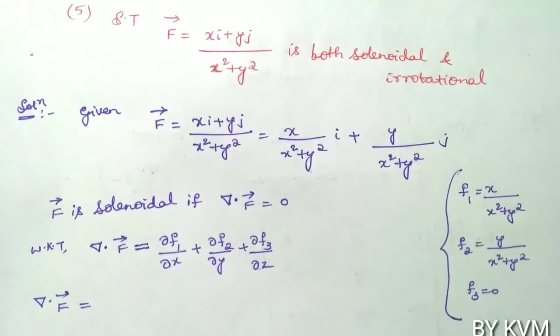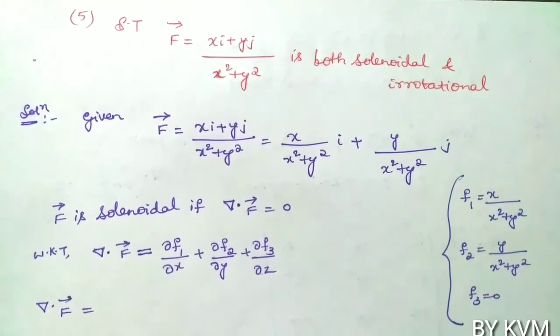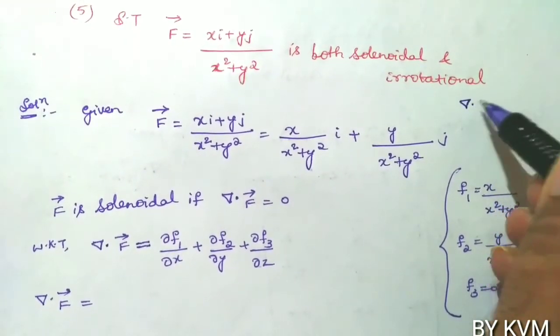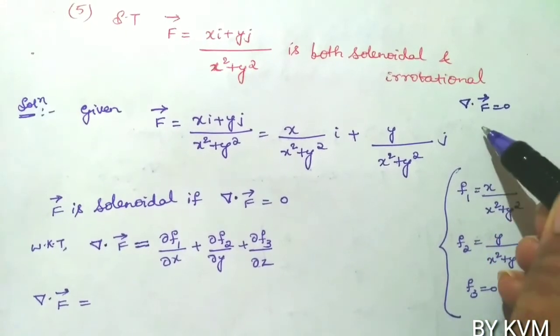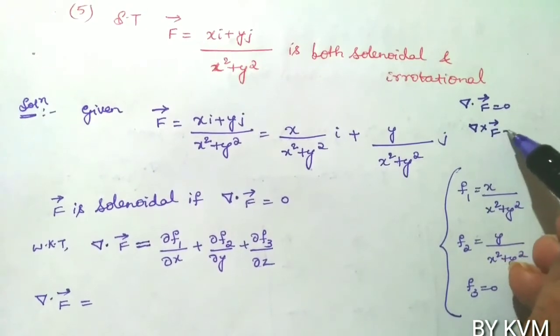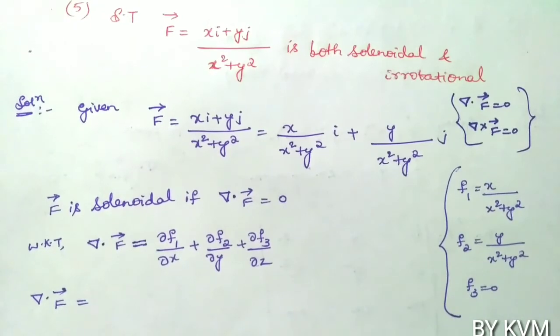Now show that vector f equals (xi plus yj) by (x square plus y square) is both solenoidal and irrotational. So we already discussed what solenoidal and irrotational mean. Vector f is said to be solenoidal if del dot vector f is equal to 0, and irrotational if del cross vector f is equal to 0. So you should remember this.